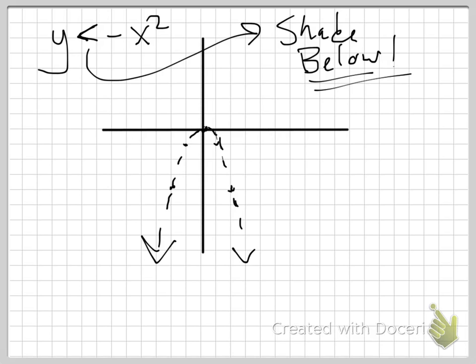Okay, so in this case, if I'm shading below the vertex, here's my vertex. If I shade below the vertex, I got to shade under it. So in this case, I'm actually inside of my U-shaped graph. I'm not on the outside. The solutions for this inequality are all located kind of inside of that U.